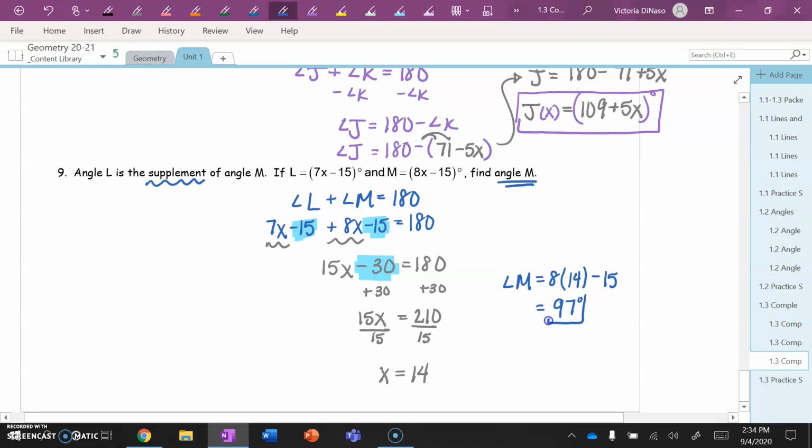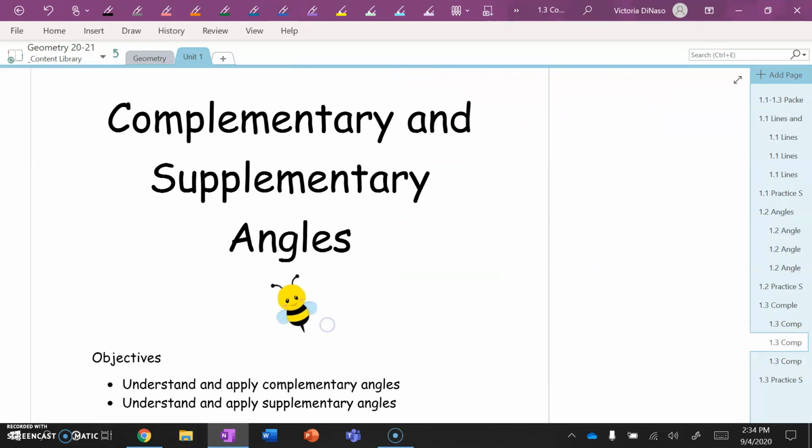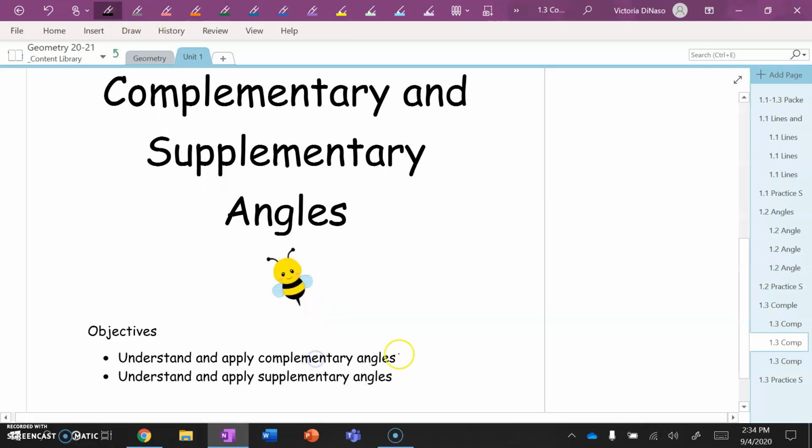So, for complementary angles and supplementary angles, to understand and apply complementary angles, you need to know that complementary angles are when two angles add up to 90 degrees. And to understand and apply supplementary angles, you need to understand that supplementary angles are when two angles add up to 180 degrees.